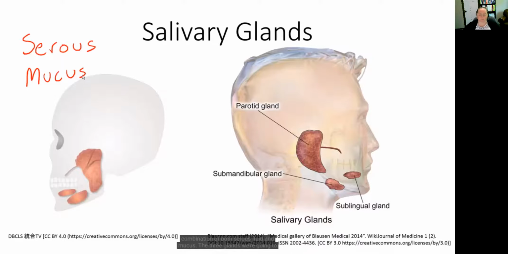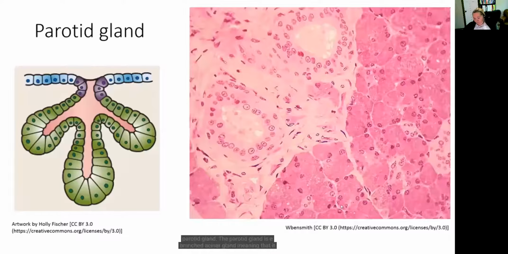The three glands we're going to look at are the parotid gland here, which is located kind of posterior to the mandible in your cheek. The submandibular gland, which as its name implies, is under the mandible. And then finally the sublingual gland, which as its name implies, is under the tongue. We're going to start kind of in the back and make our way forward. So the first one we're going to look at is the parotid gland. The parotid gland is a branched acinar gland, meaning that it has these acini, these kind of ball-shaped secretory portions, and it has multiple of them that share a central duct. So it's a branched acinar gland, and it's primarily serous secretion.